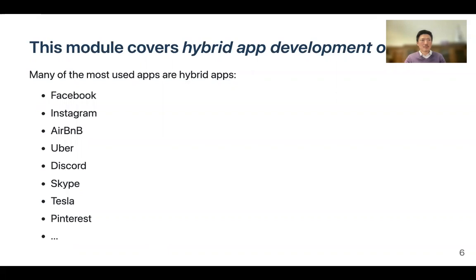Okay, so I'm listing some here: Facebook, Instagram, Airbnb, Uber, Discord, Skype, Tesla, or Pinterest. They all have apps, and they all have hybrid app versions. Some only have hybrid app versions. This also shows that hybrid app development is very mature, which I wouldn't have said 5 years ago. Now it's very mature, and you can see it adopted by all these big companies. They're good for production purposes already.